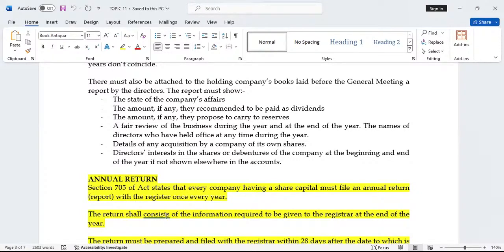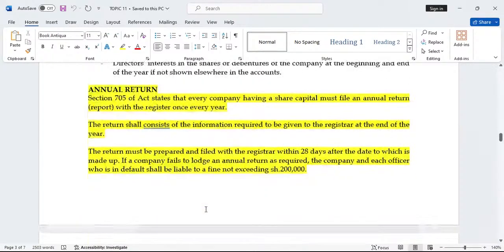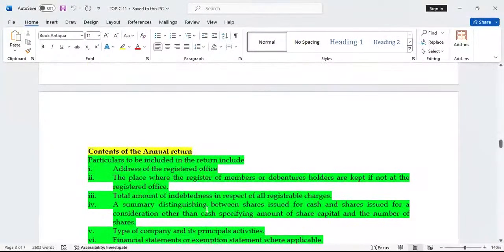So there's an annual return that is normally prepared by the company secretary. I think we were able to allude to it, or maybe explain it briefly, when we were looking at the topic of a company secretary. So there's a return that is normally prepared and of course submitted to the register of companies each and every year. This return basically has certain contents or components. So that's what I want us to look at.